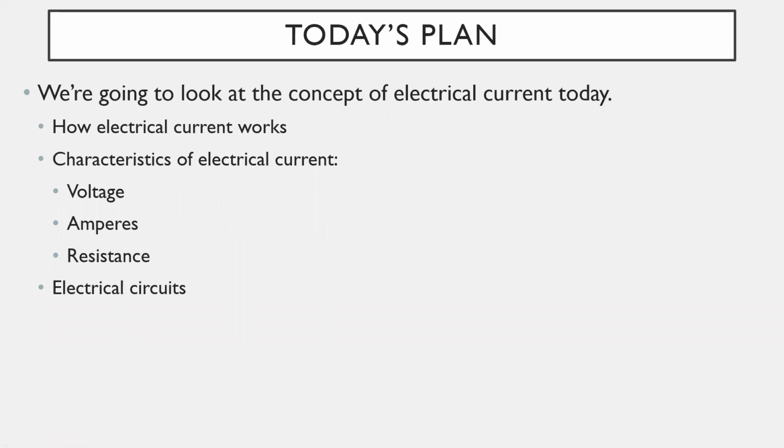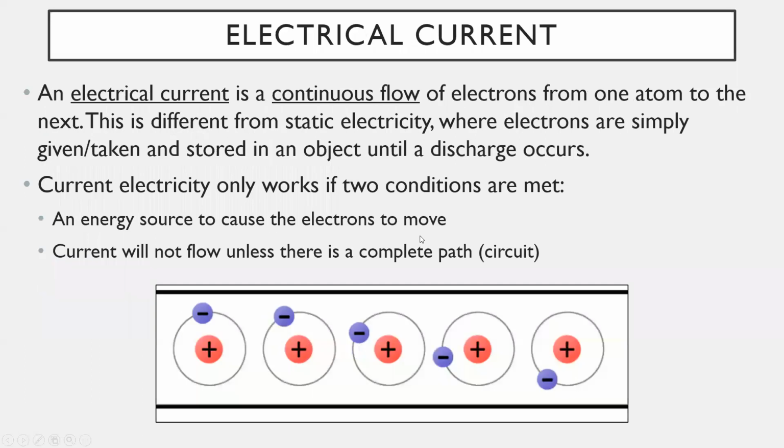We're going to look at how electrical current works, but we can't really go into it in too much detail without talking about the characteristics of electrical current. So there's three main ones we're going to focus in on today: voltage, amperes, and resistance. We'll also, of course, look at electrical circuits today. We're not going to look at it in great detail. That's something we'll save for later on. Let's get started.